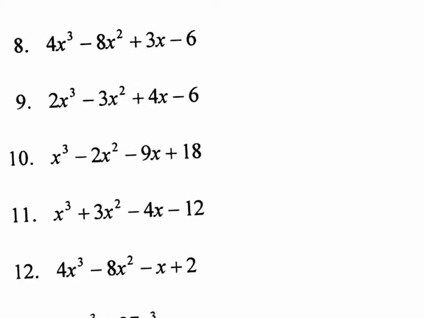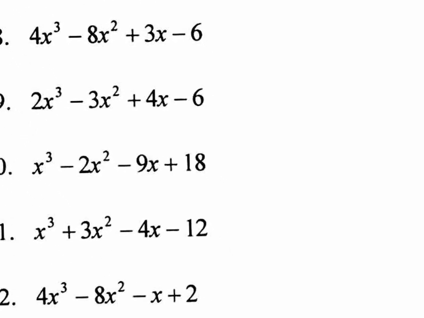What I'm going to do is focus on number 8 here. And I'm going to first make two groups, all right? I'm going to have the 4x to the third minus 8x squared. Then I'm going to leave some space, and then I'm going to put the plus 3x minus 6, okay? So I first separated into two groups.